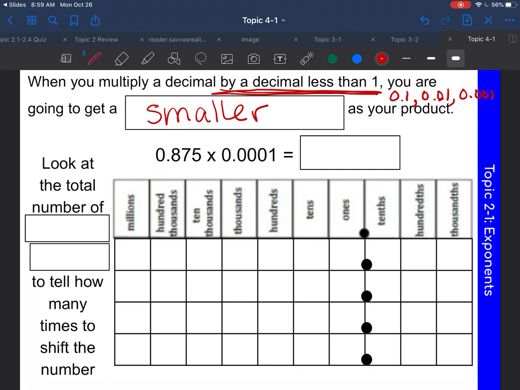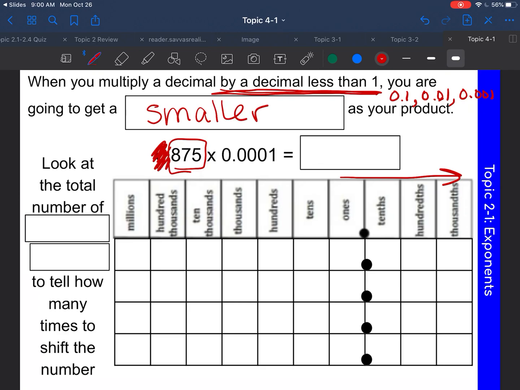So instead of shifting the whole number through the place values towards the bigger numbers, since you are multiplying by a decimal less than 1, you're going to shift it towards the smaller numbers, because you're getting a smaller answer. For this one, I changed it on your paper, and it's actually 875. So you're doing 875 times 1/10,000th, which is a very tiny number.